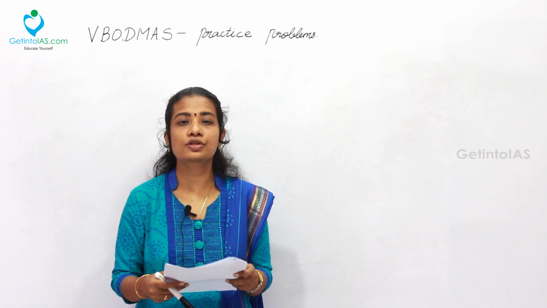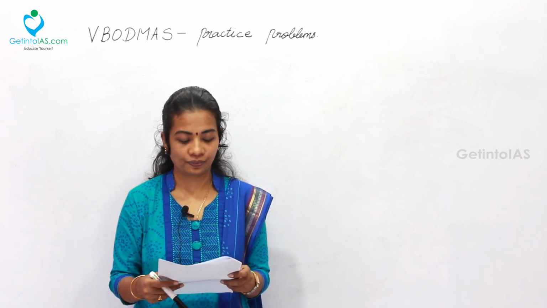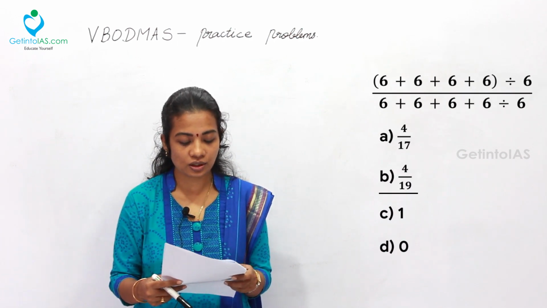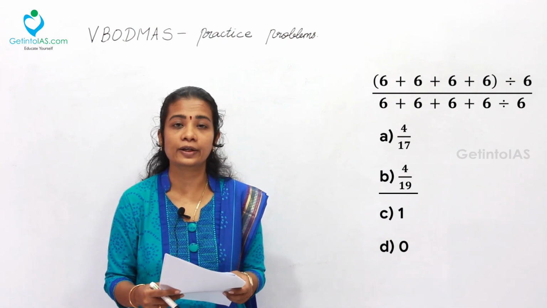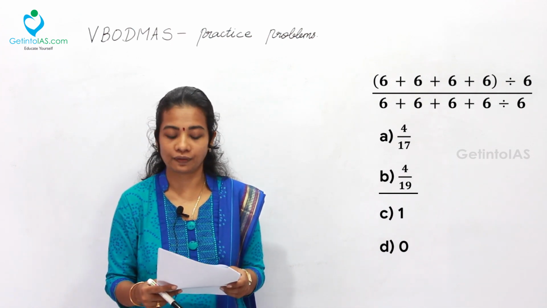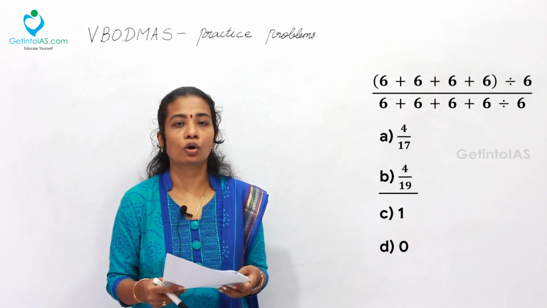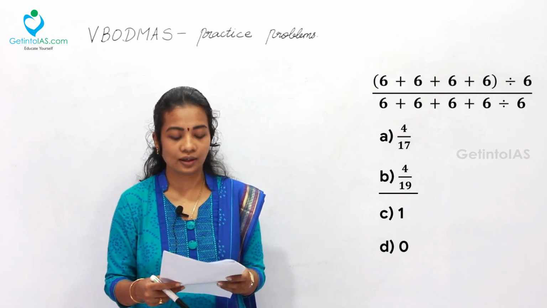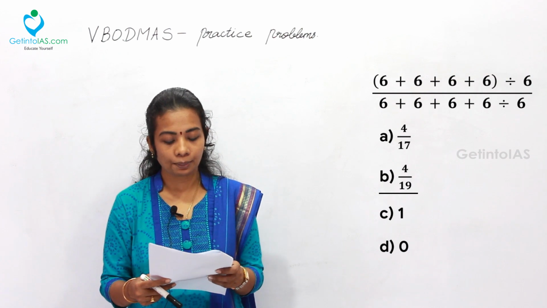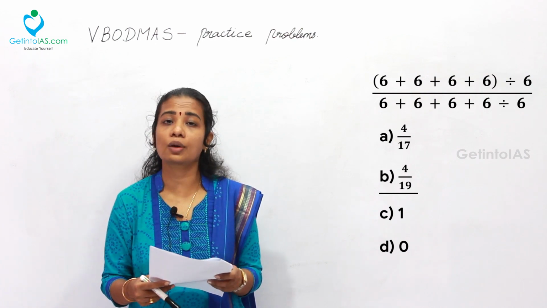In this session, we have solved lots of problems on the VBODMAS principle. Now, it's your turn to answer the question. So here this question is given in front of you. In the numerator and denominator, so many values are given. After solving, you may get a whole number value or a fraction value. Your options are A 4 by 17, B 4 by 19, C 1 or D 0.